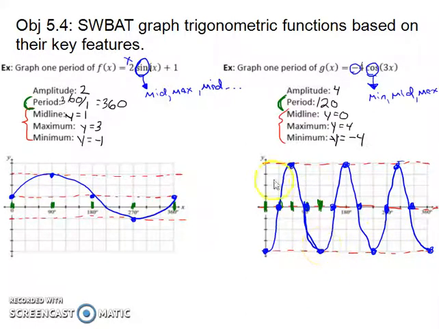So, as I said at the beginning, practice, practice, practice. We have now graphed trig functions based on their key features.